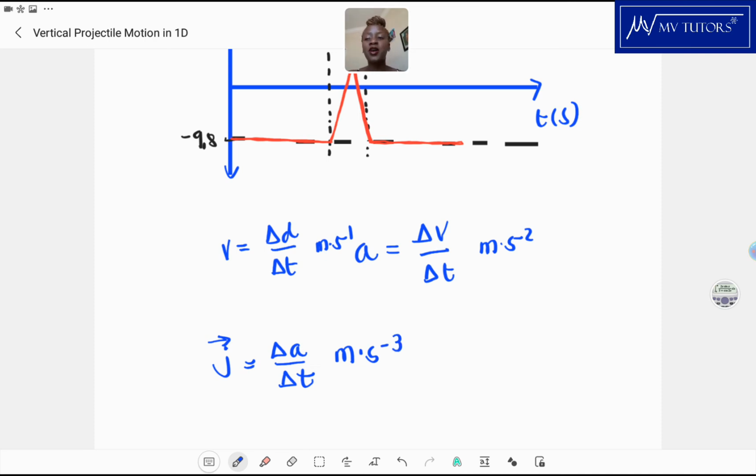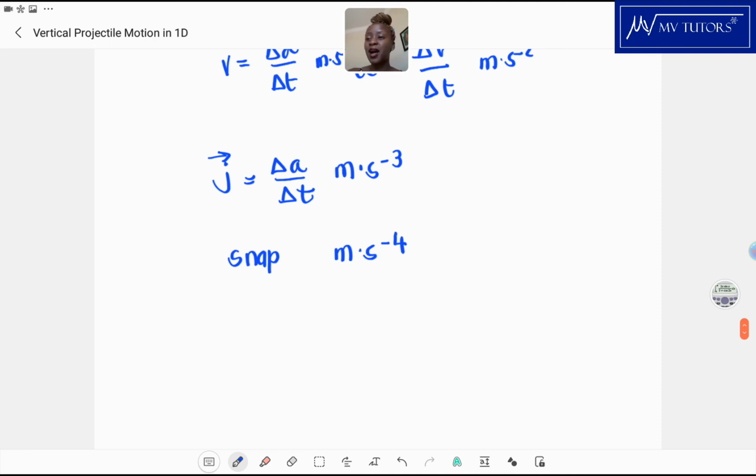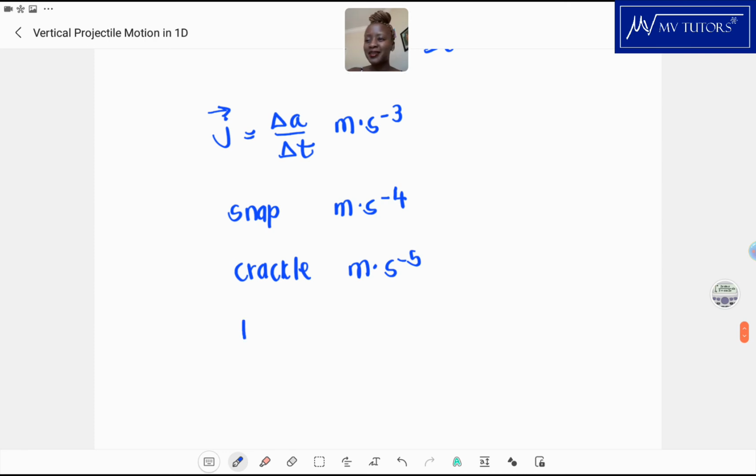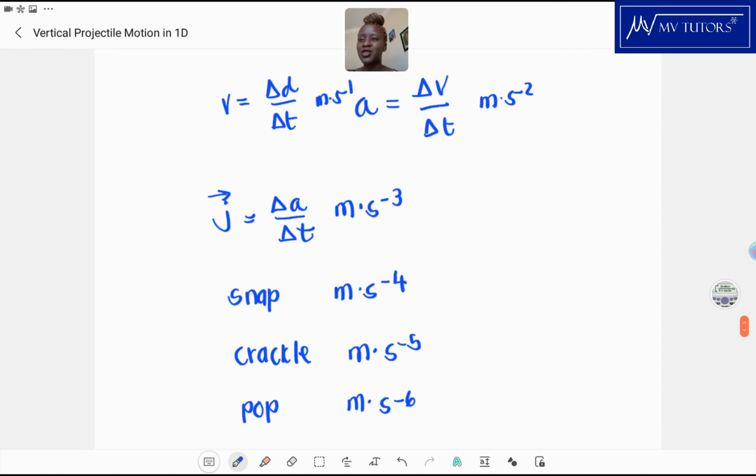And it goes on and on. Actually, after jerk, there's this thing called snap, which would be meters per second to the fourth power. And then you have crackle, which is meters per second to the fifth power. And then you have pop. Does that remind you of something? Yes, Rice Krispies: Snap, Crackle, and Pop. That's actually where they took it from. It's quite interesting. Not really for examination purposes, I just thought I would share.